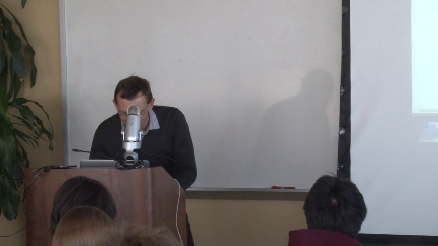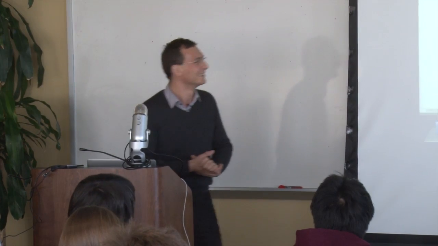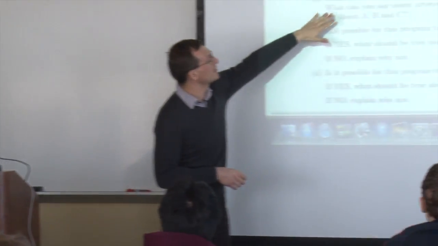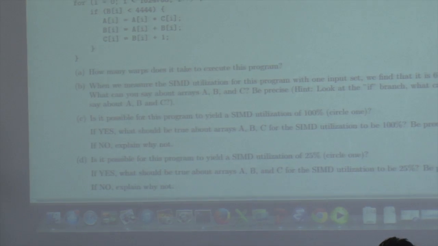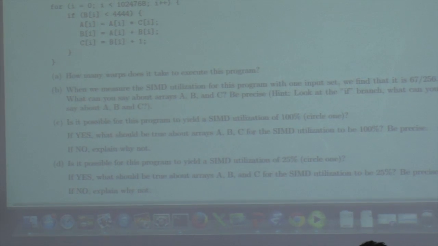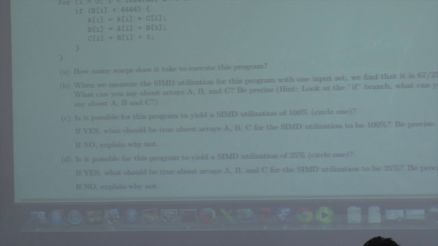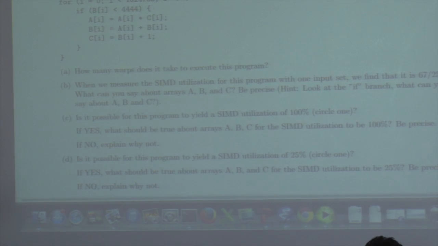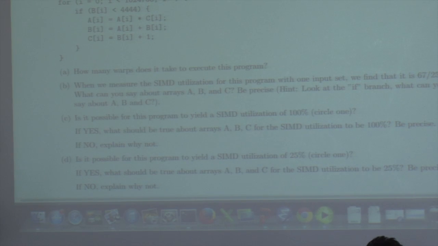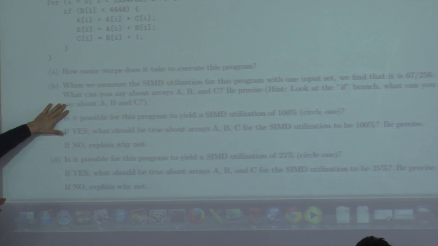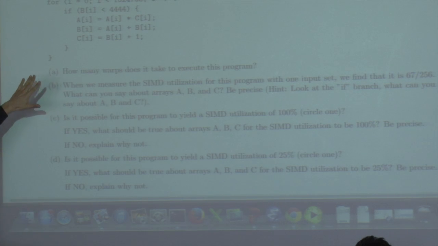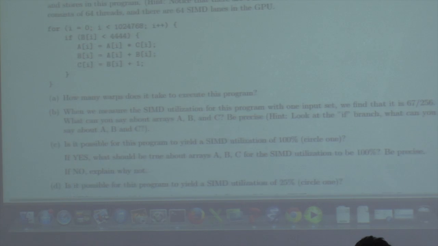When we measure the SIMD utilization for this program with one input set, we find that it's 67 divided by 256. What can you say about arrays A, B, and C? Maybe I'll give you hints as to how to answer the question, but I won't spoil it for you. Are you guys okay with that? Yeah. Be precise. Hint, look at the if branch. What can you say about A, B, C? I don't know if we added that hint, or maybe our chat was too good to you.